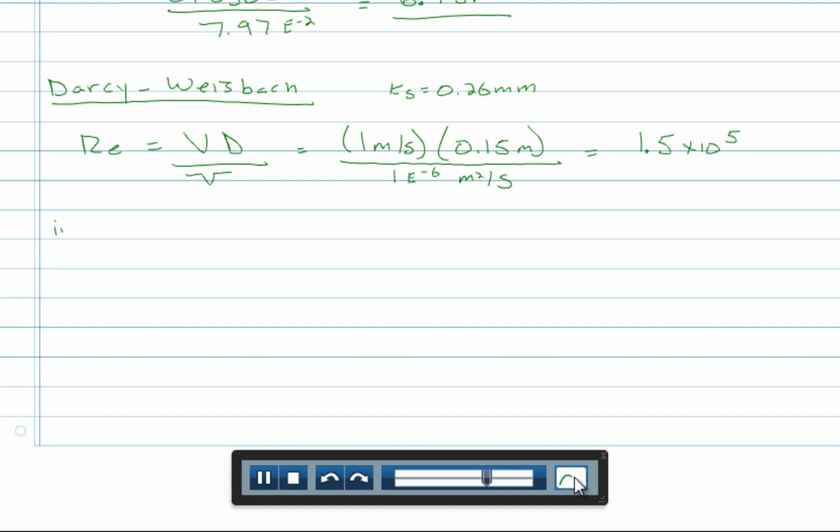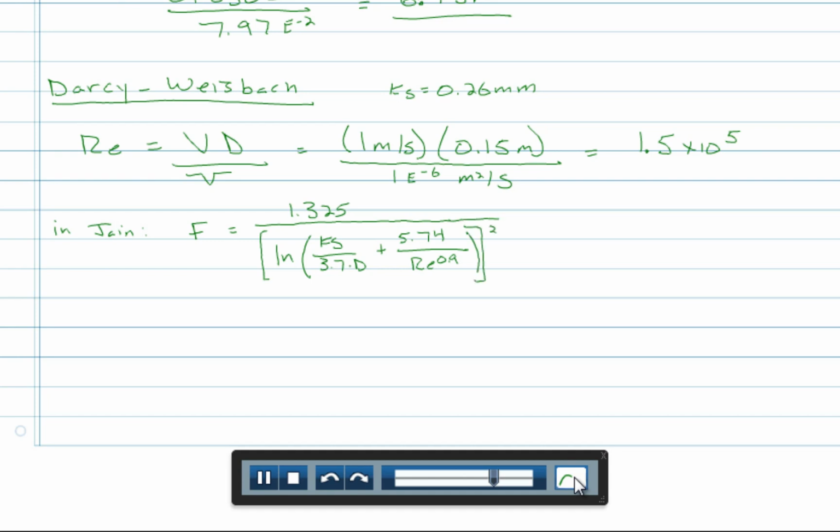And if we put that into the Swamee-Jain equation, then we can find the f value is 1.325 divided by the natural log of k sub s divided by 3.7 times D, plus 5.74 divided by the Reynolds number to the 0.9, and all of that is squared.